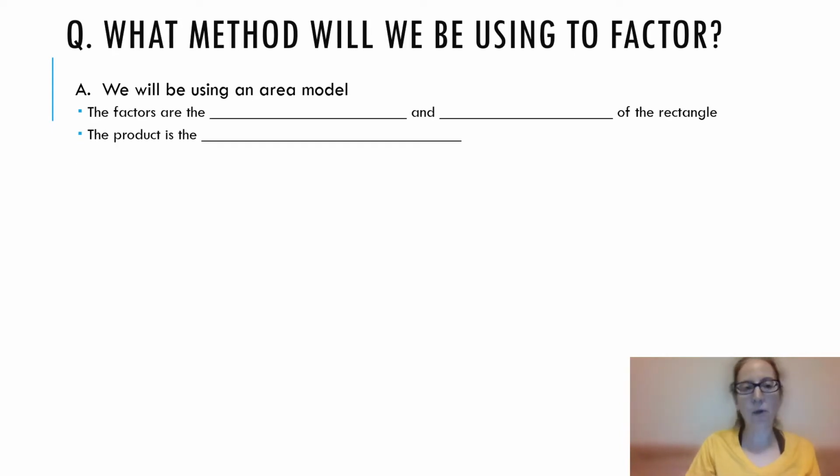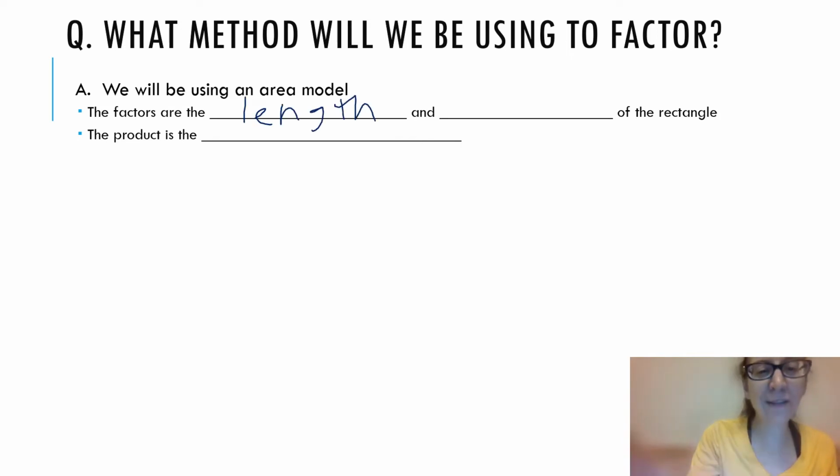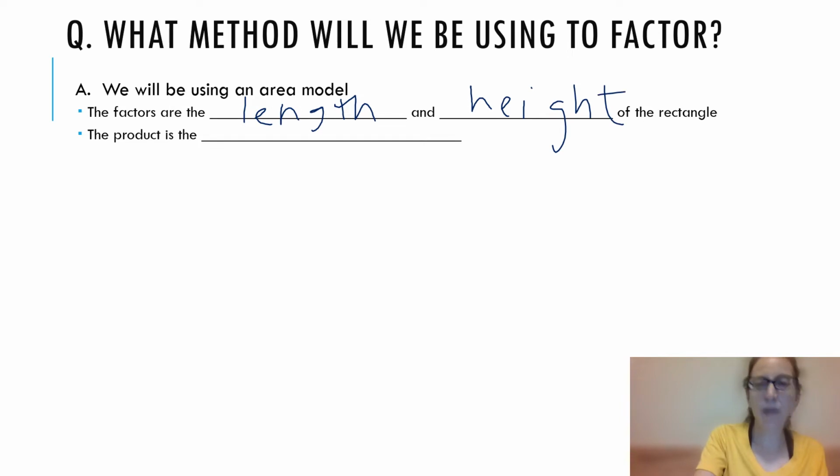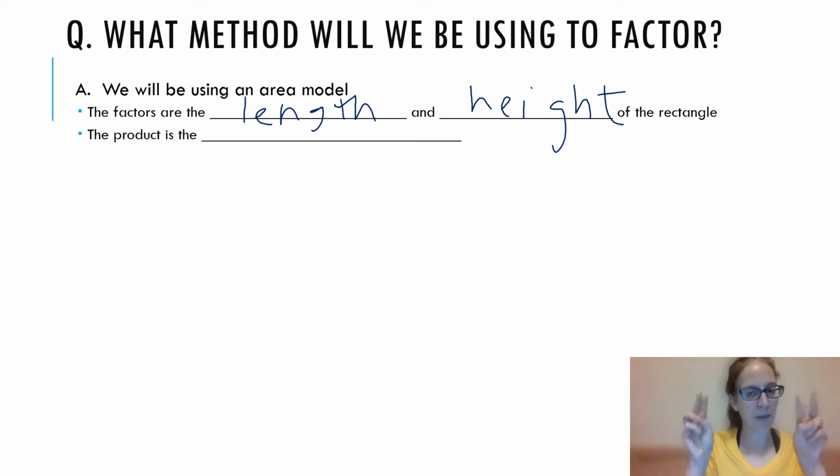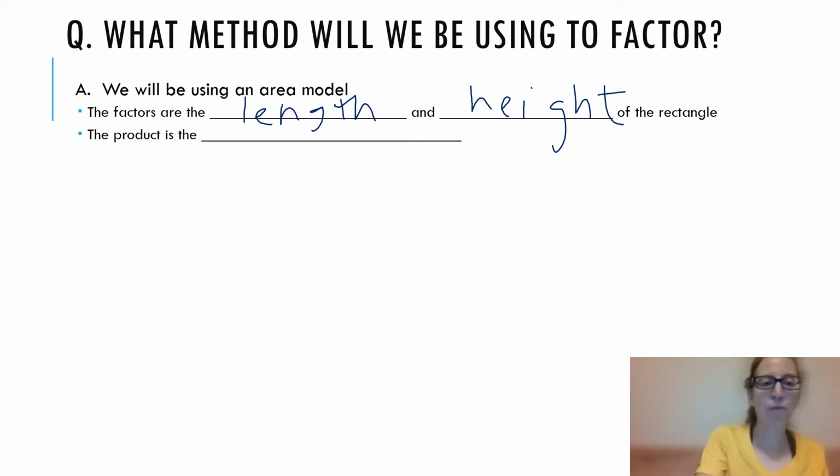So here's how it works. The factors are the length, and you could say height or width, okay? Pretty much generically, they're the dimensions of the rectangle. We'll call it the length and the height of the rectangle, but you could equally say length and width. A generic term for that is dimensions. So when we talk about the dimensions of a figure, essentially what we mean are the measurements of it, okay? And the product is the area.